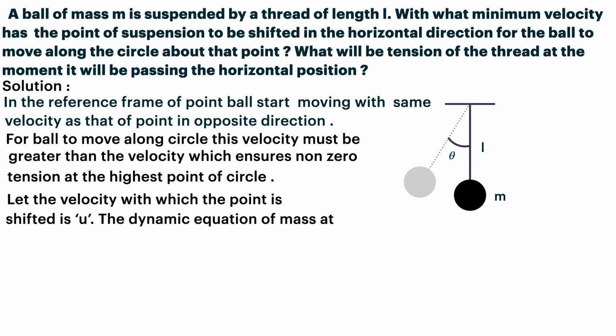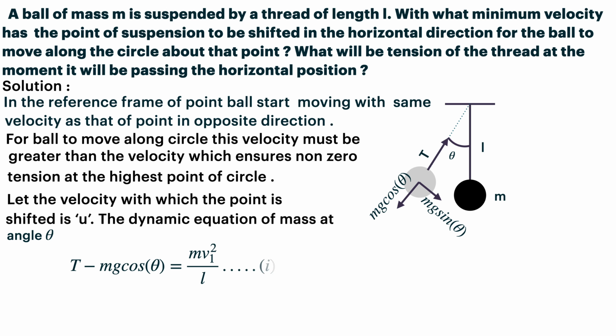So by showing the forces, we can write the dynamic equation of the mass at angle theta. Let's show the forces acting on the ball at this position. The first force is tension, which is towards the center of the circle, and the component of gravitational force is mg cos theta away from the center and mg sin theta in the tangentially downward direction. So we can write the equation of the ball's motion in the center direction: T minus mg cos theta equals mv1 square by L. Let's call this equation 1.